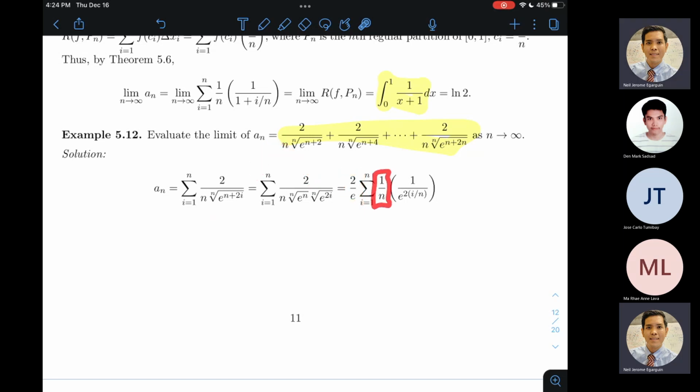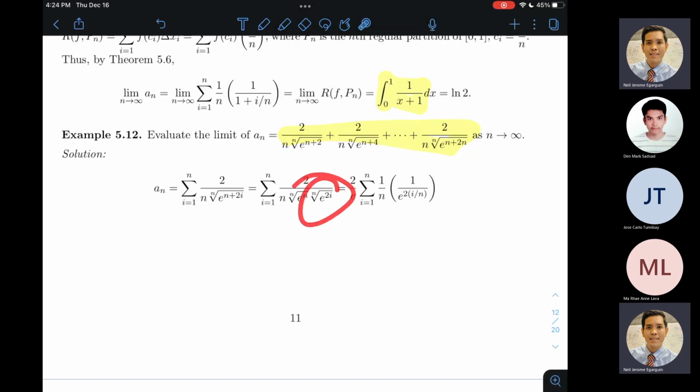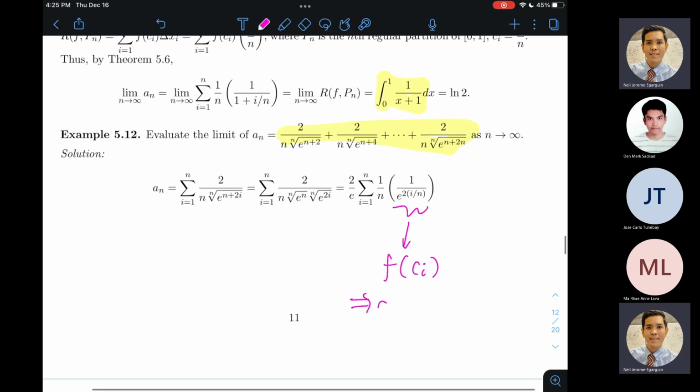Retain ko si 1 over n. So ang natira na lamang ay si 1 over this guy. Okay? And we can write the nth root of e to the 2i as 1 over e to the 2 times I over n. And then this guy will give us f of c sub I. So that means we can choose the c sub i's to be still I over n, which again perfectly fits our framework. Kasi nga, ang step size ko ay 1 over n.